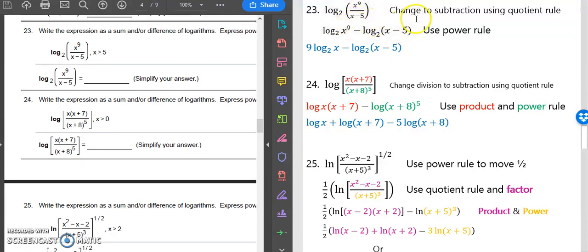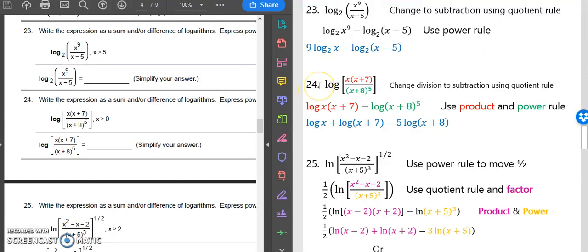We want to start out by changing the quotient to subtraction using the quotient rule. So we'll have log base 2 of x to the ninth, which was our numerator, minus log base 2 of x minus 5, which was our denominator. Now we want to use the power rule to simplify this expression. Over here on the left, we'll bring this exponent down to being the coefficient. Our final answer is 9 log base 2 of x minus log base 2 of x minus 5.